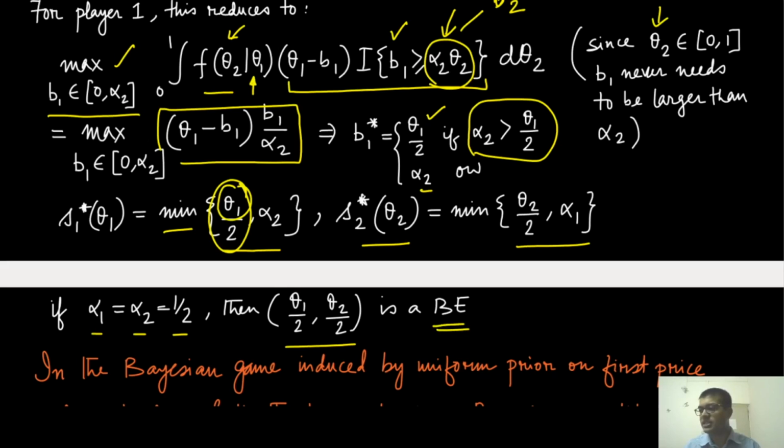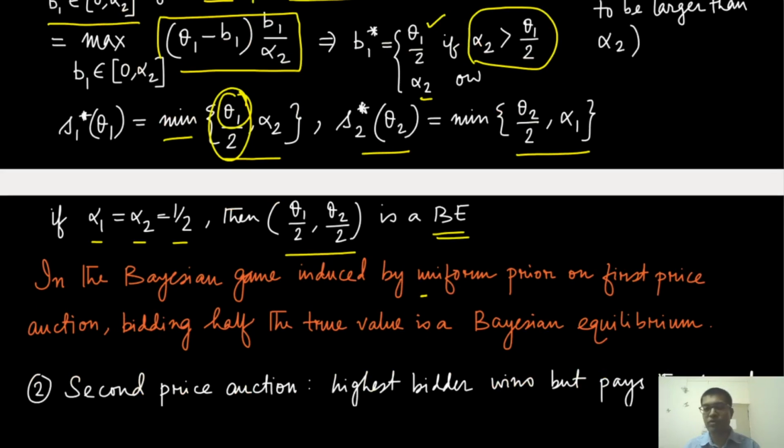So this essentially says that in the Bayesian game that is induced by the uniform prior we have assumed, on first price auction, bidding half the true value is a Bayesian equilibrium for both these players. So this is a best response for both players. On a different level, whenever a player is bidding in the first price auction, it has to be careful, because if it becomes the winner, then it has to pay its own bid. So one clear thing is that it should not bid the value itself, its true theta i, because then even if it wins, it has to pay the whole amount, so its net payoff would be 0, while here it at least has theta 1 by 2 as a net payoff. So this is one example of the Bayesian equilibrium in the first price auction.